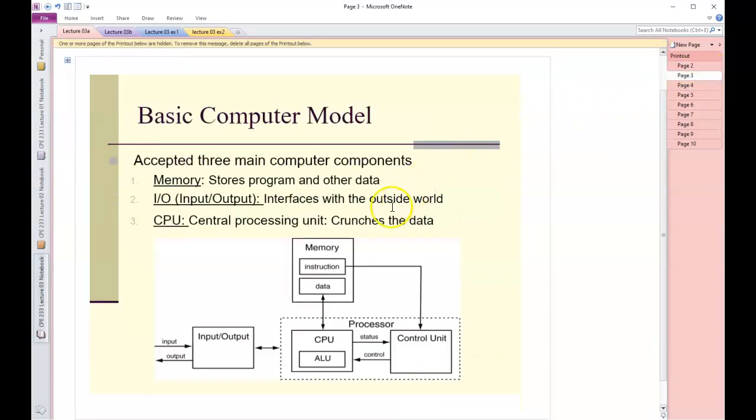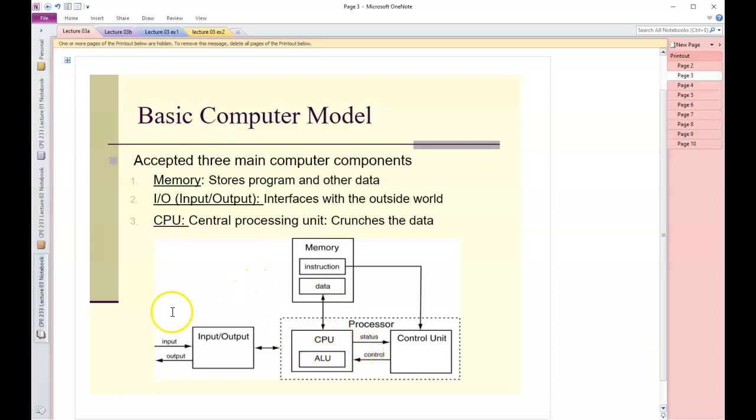So this is our computer model. There are 3 basic parts: memory, I/O, and some kind of central processing unit or processor that crunches the data. The memory does 2 things. It's reading instruction memory, which you can see connected to the control unit, and it's also crunching data. So we have a path between the data memory and the hardware that crunches it.